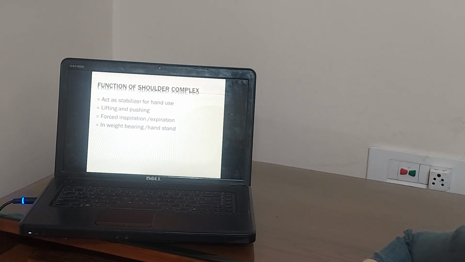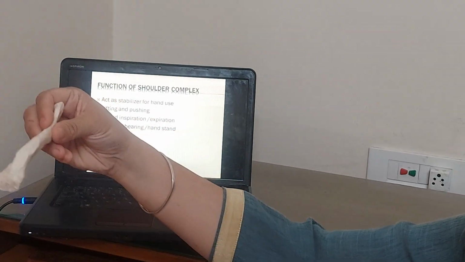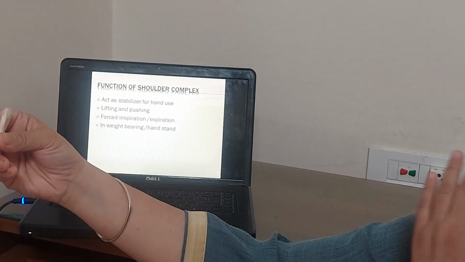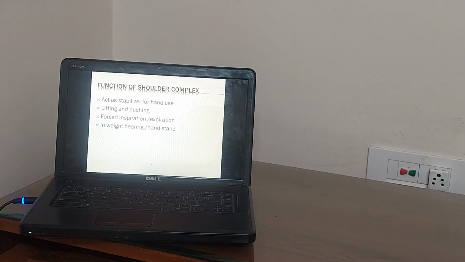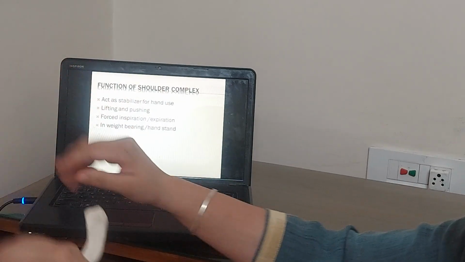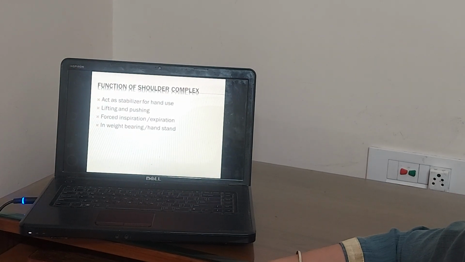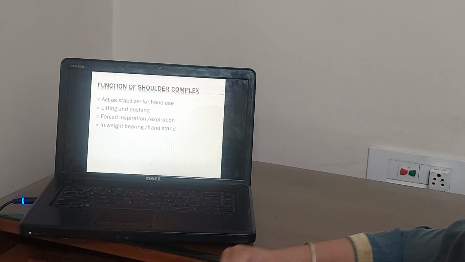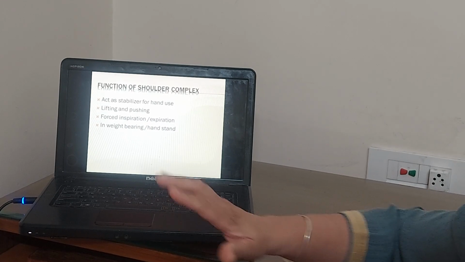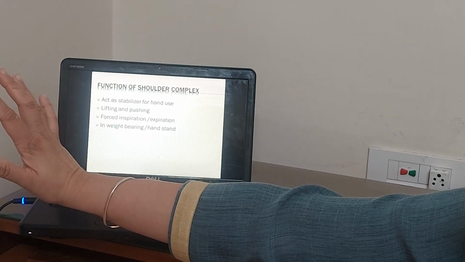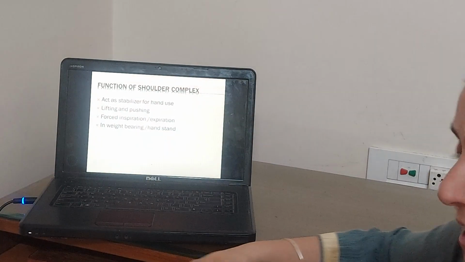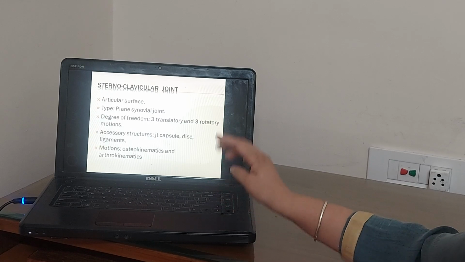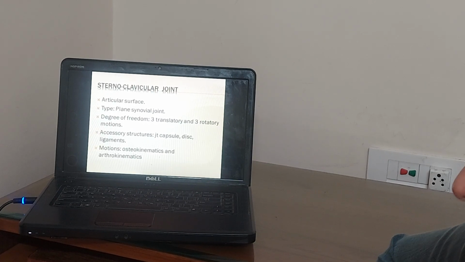The basic function of the shoulder complex is that it acts as a stabilizer for hand function. Now I have to lift this, so the shoulder is acting as a stabilizer for any of my hand function. It is responsible for pulling or pushing an object. It is helpful during forced inspiration and expiration. It is also used in weight bearing, in closed kinetic chain exercises of the upper limb, and of course during handstand. Now let us start with the sternoclavicular joint.